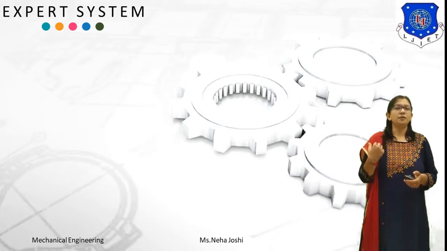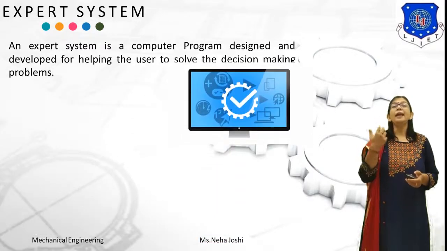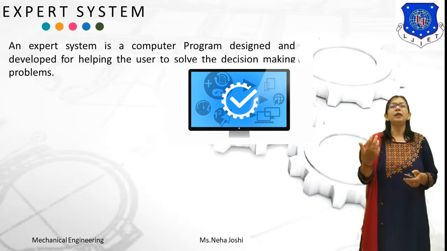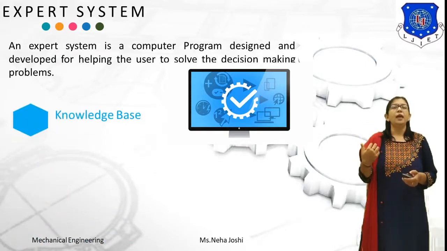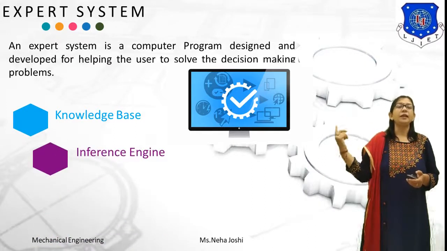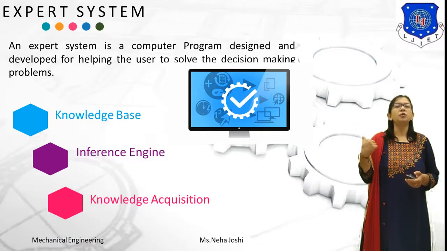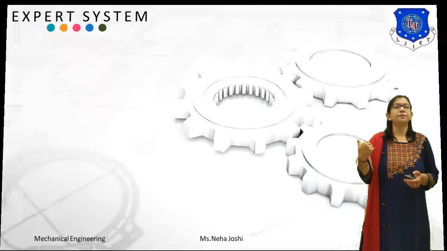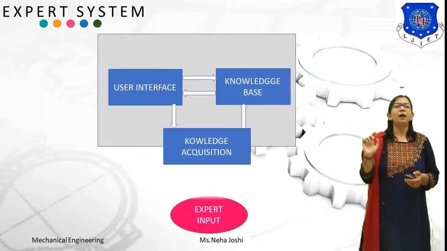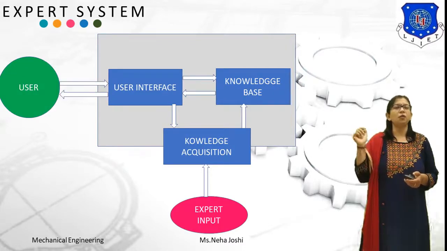Now, what is an expert system? An expert system is a computer program designed and developed for helping the user to solve decision-making problems. Expert systems are used as an advisor to the management in making the right decisions. An expert system consists of 3 parts. First one is the knowledge base, then the inference engine, and the third one is knowledge acquisition. Now here you can see the diagram of the expert system. There are 3 parts: knowledge base, inference engine and knowledge acquisition.